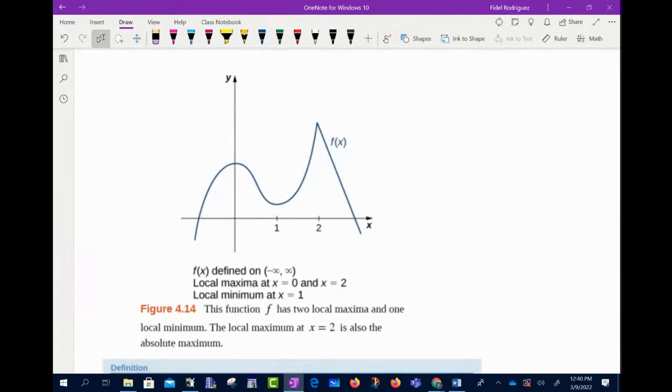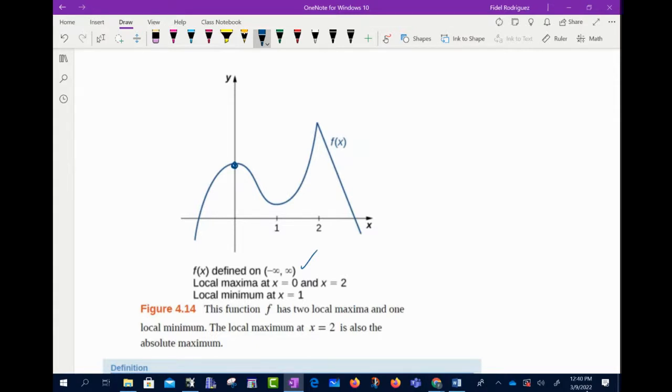So take a look here, y'all. I got a picture of a function, right? Again, I don't have a definition for this function, but this is my function f. And look what it says. It says that f of x is defined over the interval of all real numbers. It says we have a local maximum at x equals 0 and x equals 2. So what does that mean?